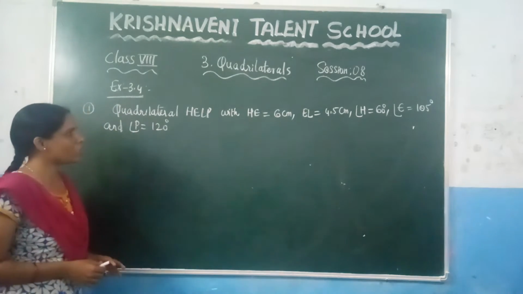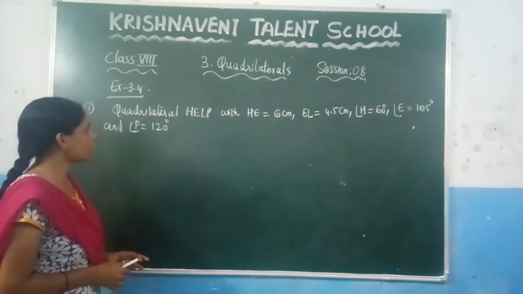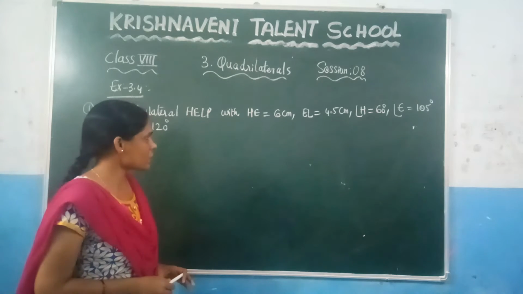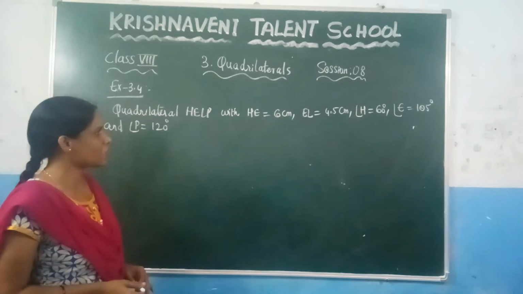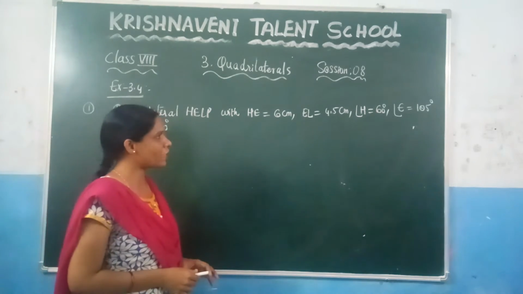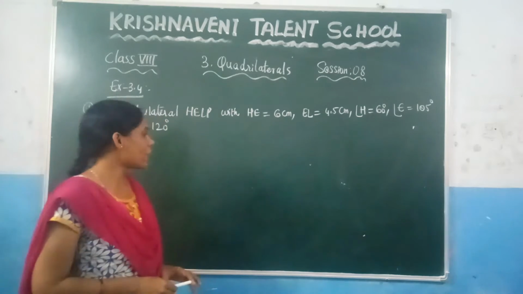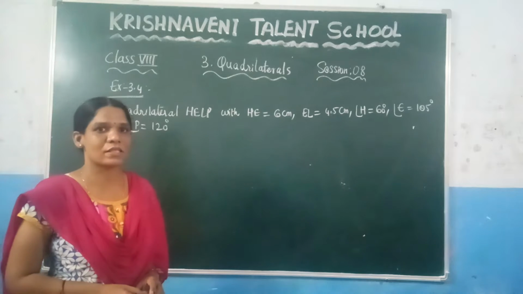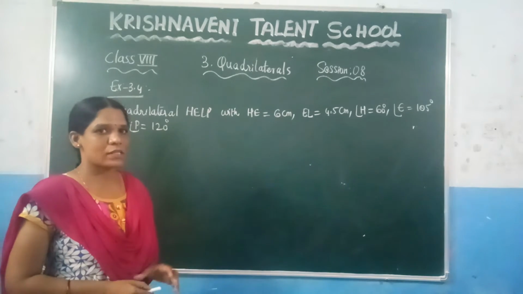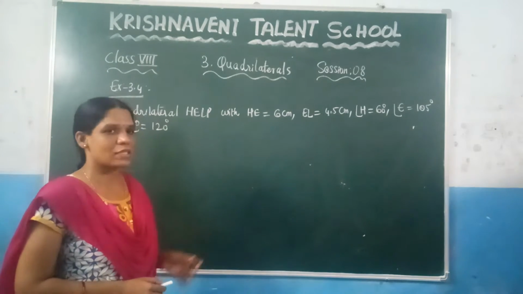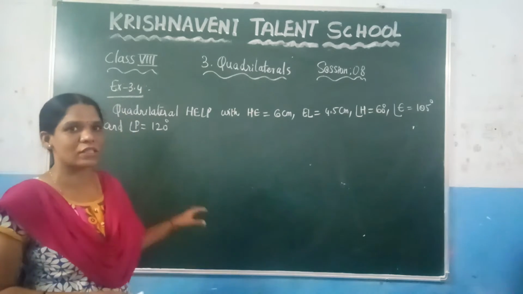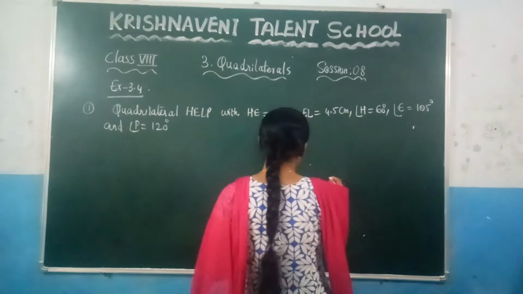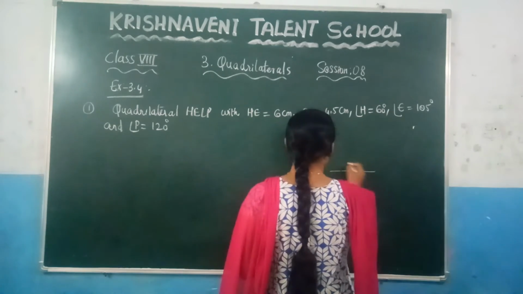So what is the quadrilateral given here? You need to construct the quadrilateral HELP, and they have given the measurements: HE is equal to 6 cm, EL is equal to 4.5, and angle H, angle E and angle P are given. That means 3 angles are given, 2 adjacent sides are given. Now basing on this you need to construct the quadrilateral. So let us draw the rough sketch first. Draw it here, HELP, right?